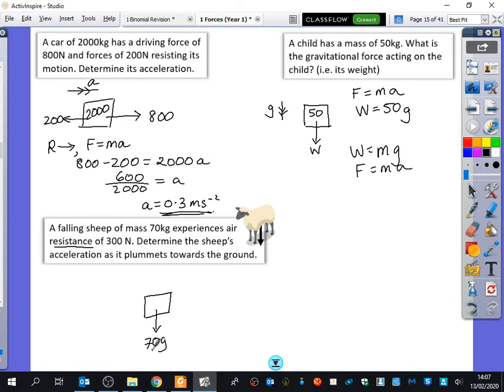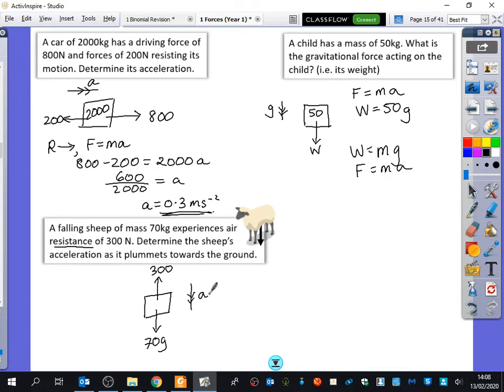G is the weight. We're thinking at the moment of how humans in regular English say, what's your weight? When you say, what's your weight, you would say 65 kilograms. But when we say, what is your weight in mechanics, we're saying it's your mass times G. And the resistant force, because it's falling downwards, is 300. And we know that it is accelerating downwards because this sheep is doing a skydive, right?